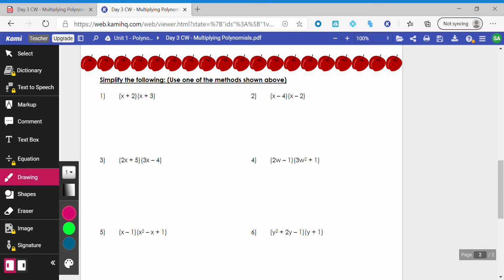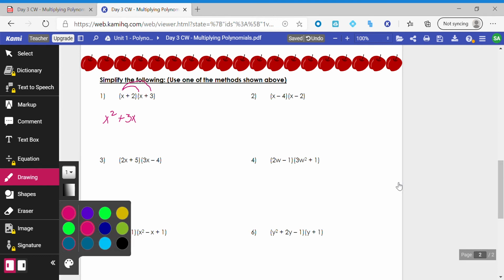If I take a look at this first problem, x plus 2 times x plus 3, distribution means I will distribute the x first, so x times x and x times 3. So x times x is going to give me x squared. X times 3 is plus 3x. And then once I'm done with the x, I will distribute the 2. 2 times x and 2 times 3. So we have plus 2x. 2 times 3 gives me plus 6.